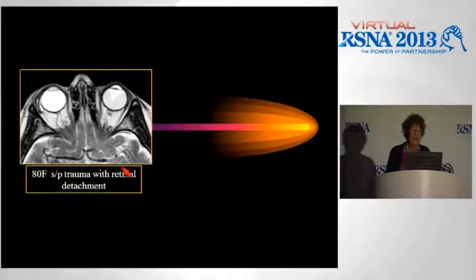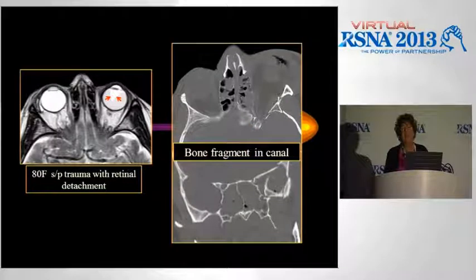Now here's an 80-year-old with a traumatic retinal detachment, and you can certainly see this V configuration of the detached retina. So be able to recognize these as well. And then finally, in this multi-trauma patient, a younger person, you'll notice that there is in fact a bony fragment in the optic canal. On the other side, you see the normal integrity and the normal appearance to the optic canal. So you must look all the way back as far as the intracanalicular portion of the optic nerve.